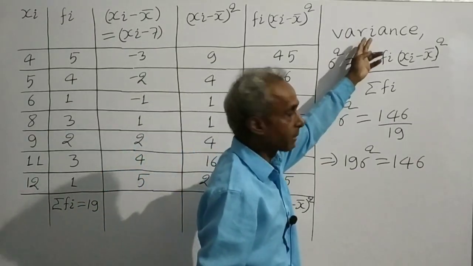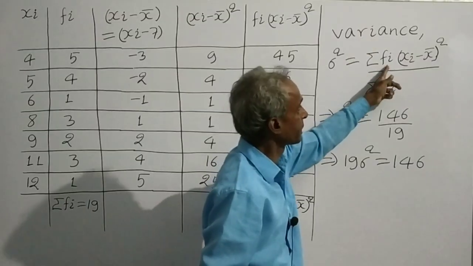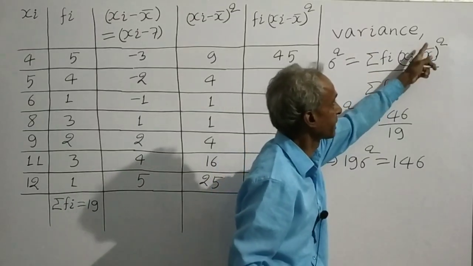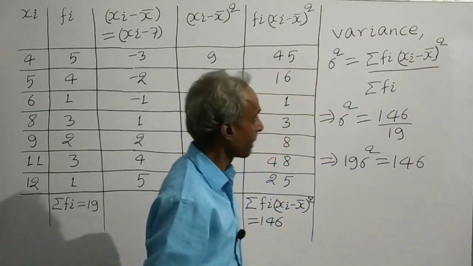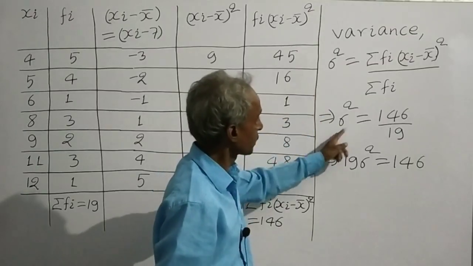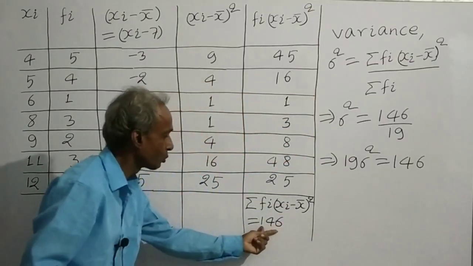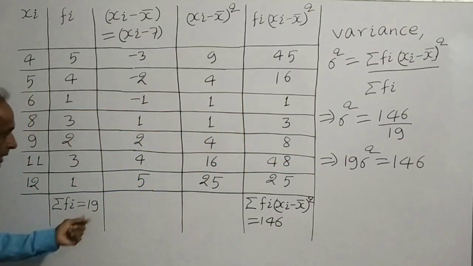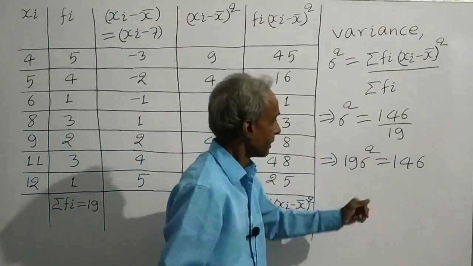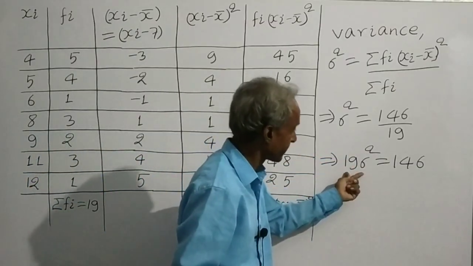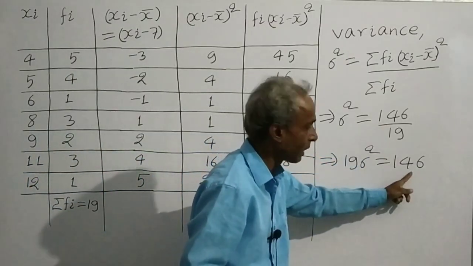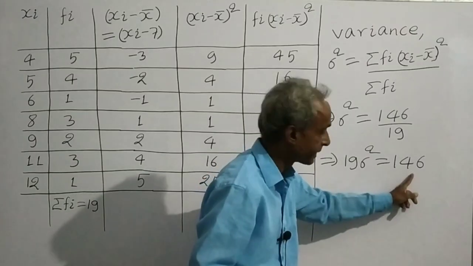Now this is the formula: variance is equal to sigma fi times (xi minus x bar) square by sigma fi. Therefore sigma square will be equal to 146 by 19. Therefore 19 sigma square will be equal to 146.